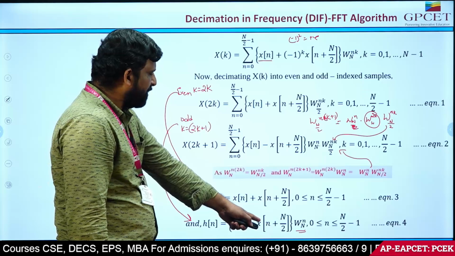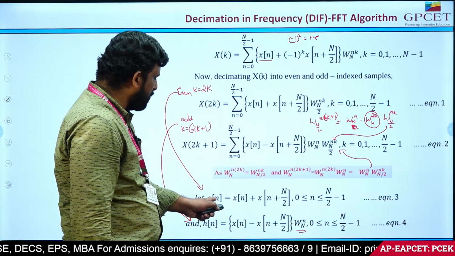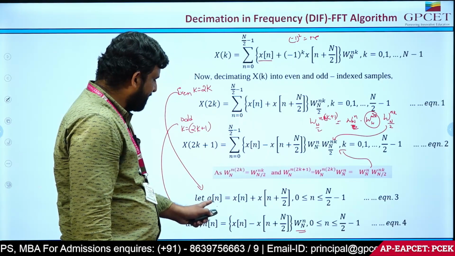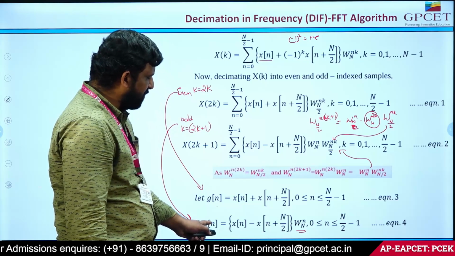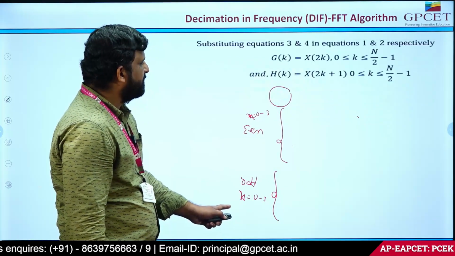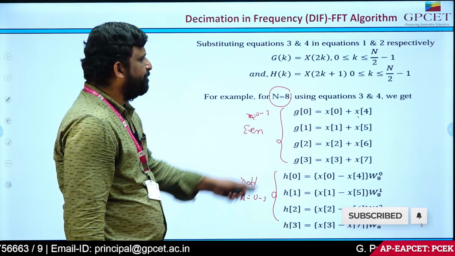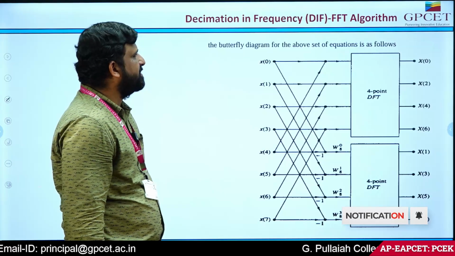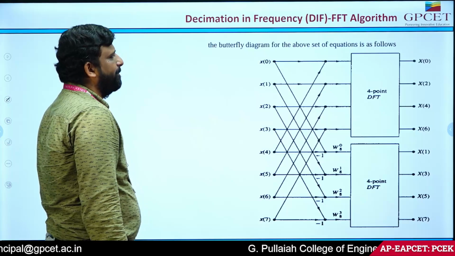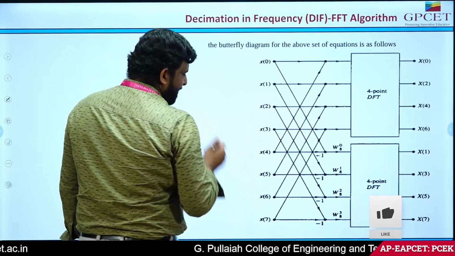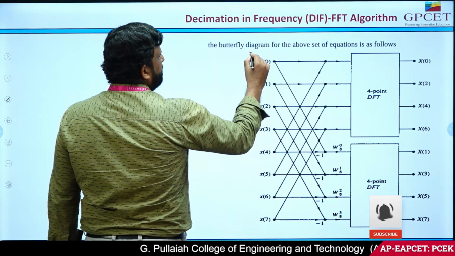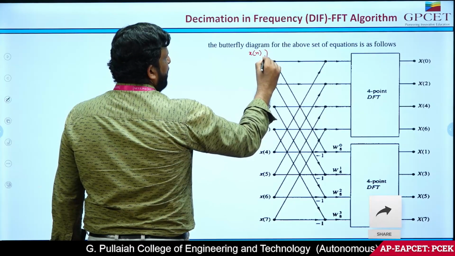So by substituting all the values of n is equal to 0 to 3 in the even terms and n is equal to 0 to 3 in the odd terms, these are the final equations for the first stage that we are going to use. So with the help of these particular equations, what will be the butterfly diagram? See here, I consider all the equations x of n.